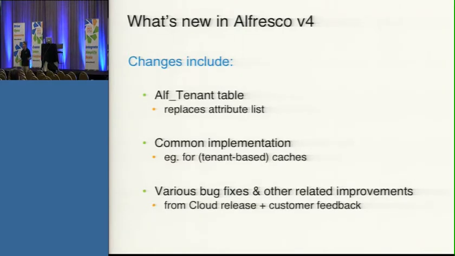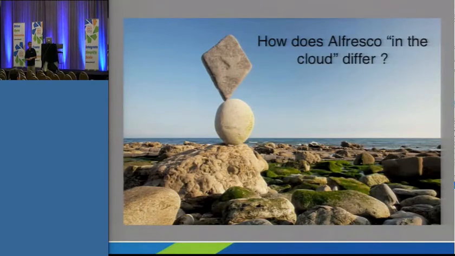So there are some internal improvements that we've done, partly out of what we've done in terms of cloud and also in terms of customer feedback. And that's why I mentioned there at the bottom generally bug fixes and other improvements. So in terms of the cloud, how does it differ?